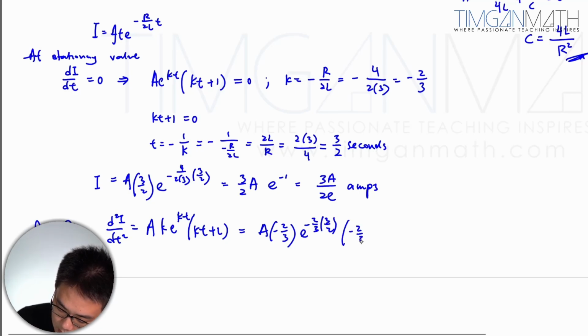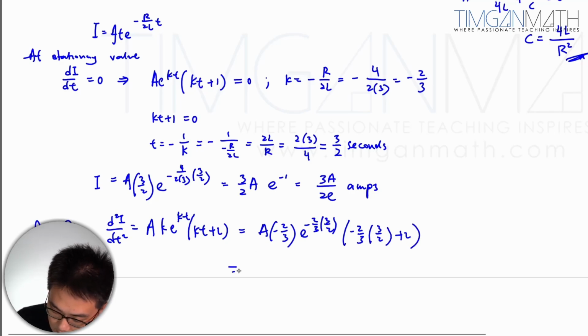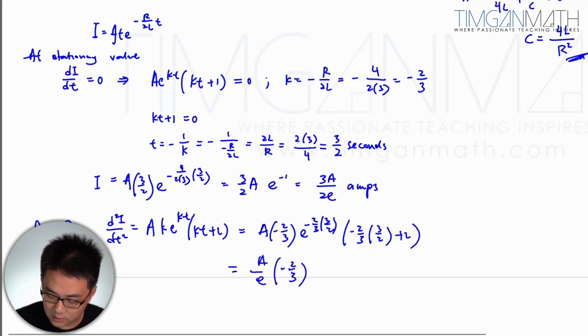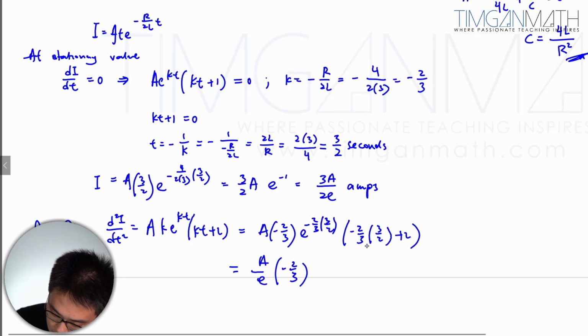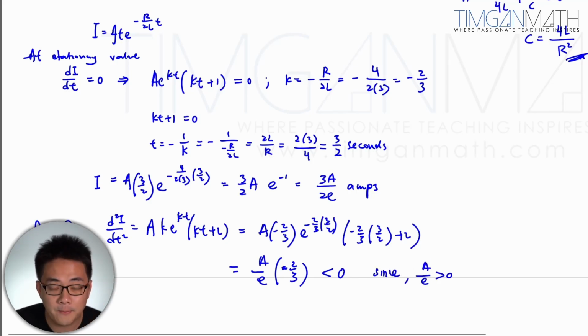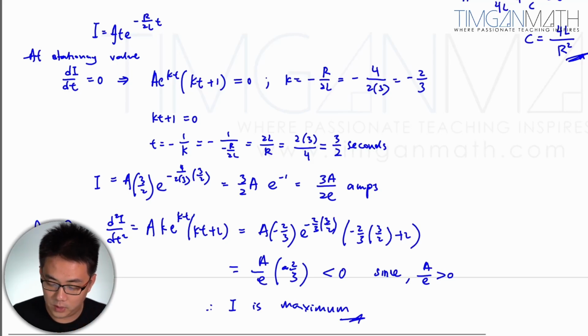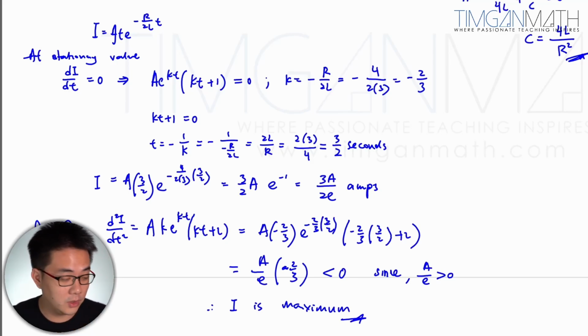So k is negative 2 third, and t is 3 over 2. This is negative 2 third times 3 over 2 plus 2. A is a positive constant, and e to the power of something is also positive. So key in calculator, this would just be 1, and this is negative since A e^(kt) is positive. So this is negative, hence I is maximum. There you go. So this is how you do this question proficiently.